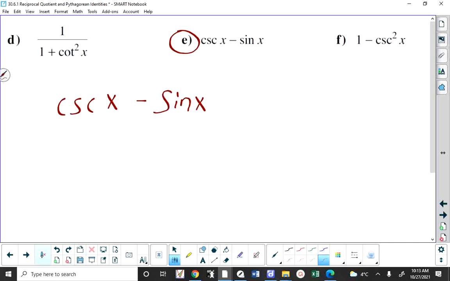So the only option I have is to rewrite everything in terms of sine and cosine. And if I do that, cosecant of x is equal to 1 over sine of x. And then we have minus sine of x. And this is over 1.